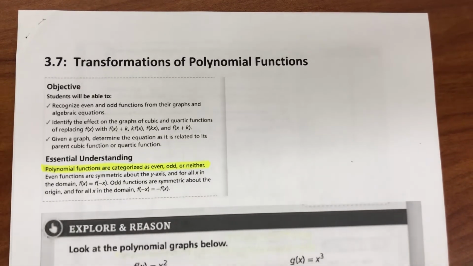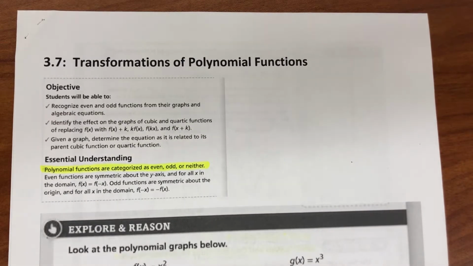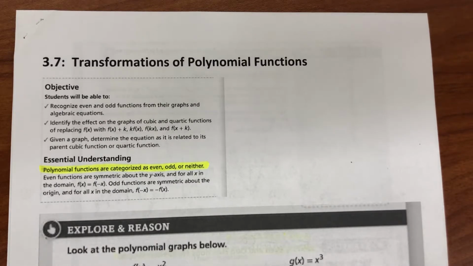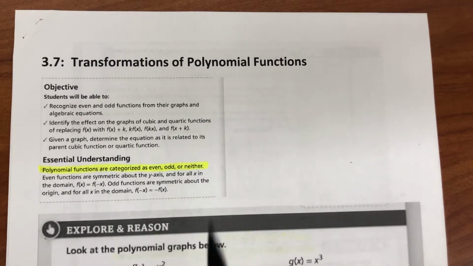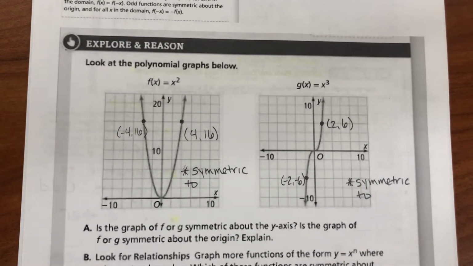Right, so in this lesson we're going on to section 3.7, transformations of polynomial functions. Our first learning target in this section is going to be looking at how to categorize a polynomial as either even, odd, or neither. So if you're given a polynomial, there's two ways to determine if these are going to be even, odd, or neither. So the first method is by looking at the graph.